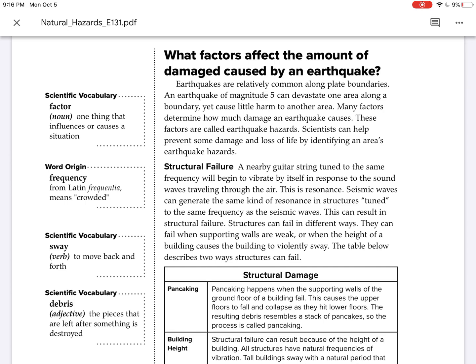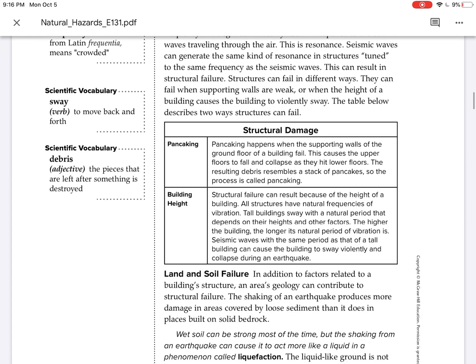Seismic waves can generate the kind of resonance in a structure tuned to the same frequency as the seismic waves. This can result in structural failures. Structures can fail in different ways. They can fail when supporting walls are weak or when the height of a building causes it to sway violently. The table below describes two ways structures can fail.